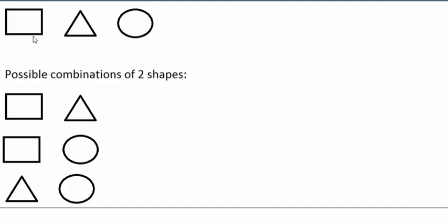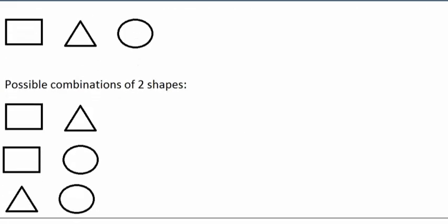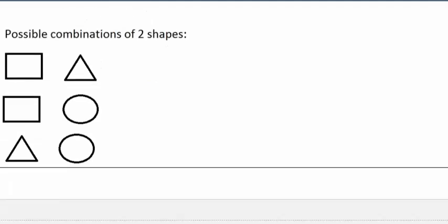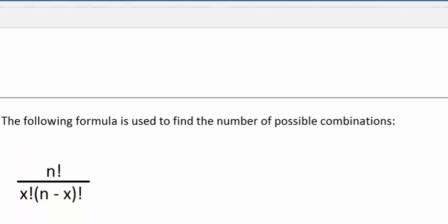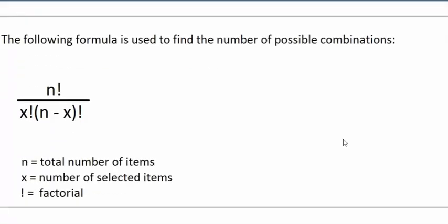In this picture, I decided to just write them out visually to show you that there's three combinations, but we could have done this just by using a formula. But I wanted to do it with a picture first to make sure you understand why there's three combinations. So this is the formula that's used to find the number of possible combinations.